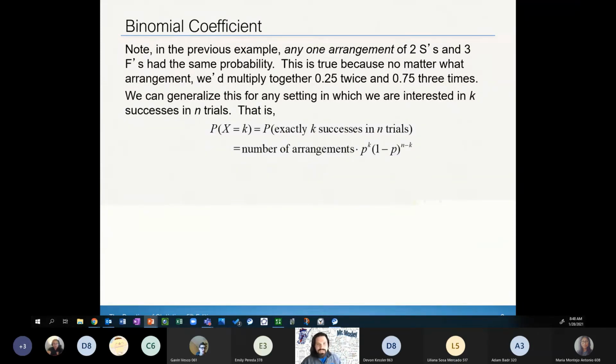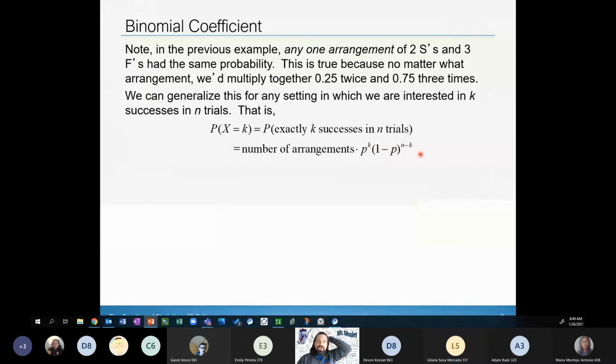That is, the probability of X equaling K is equal to P of exactly K successes in N trials, which is equal to the number of arrangements times probability of success to the K successes power times the probability of failure, or 1 minus the probability of success, to the power of the number of failures. Right, so the power for successes is the number of successes. The power for failures is the number of failures. And we multiply these things by the total number of arrangements or number of possible outcomes.